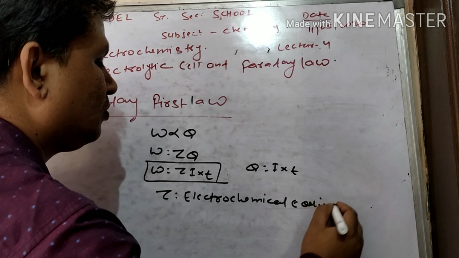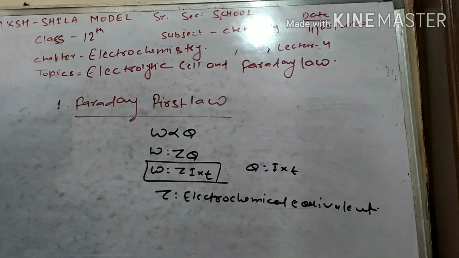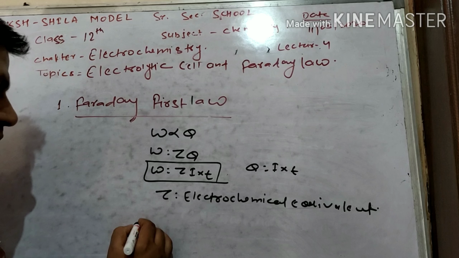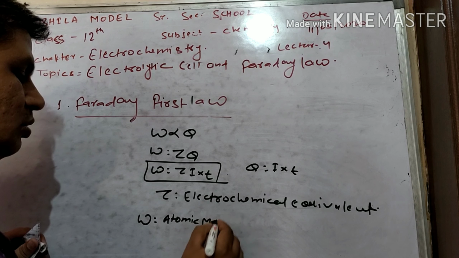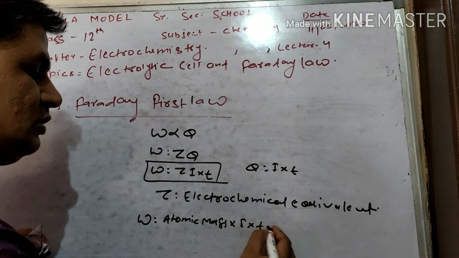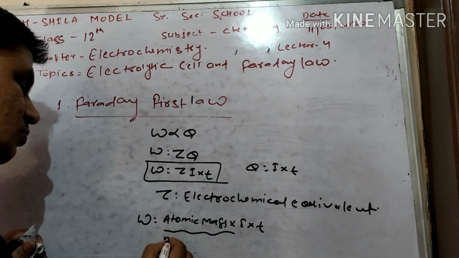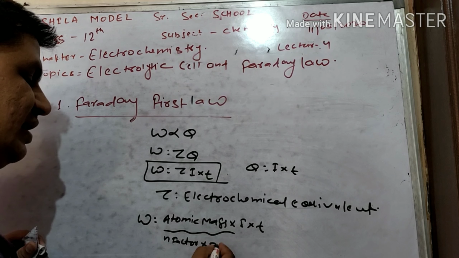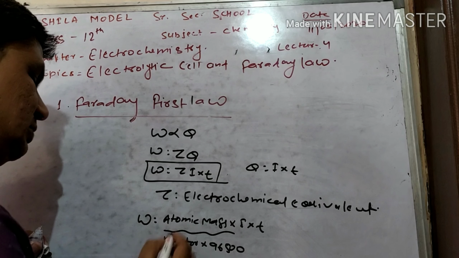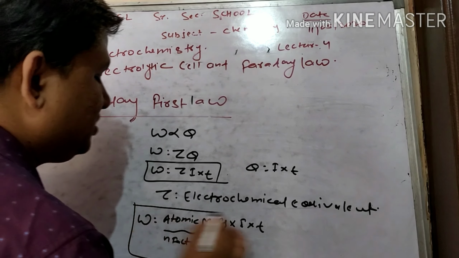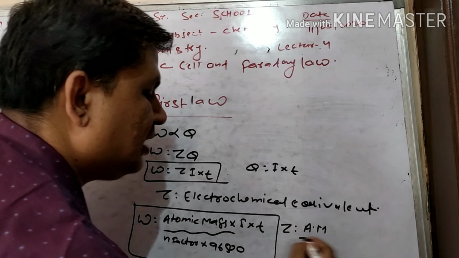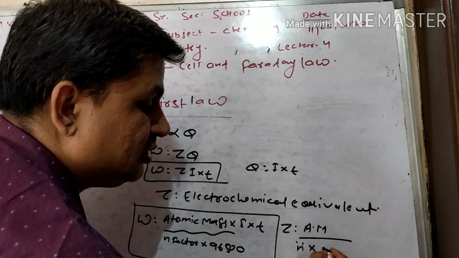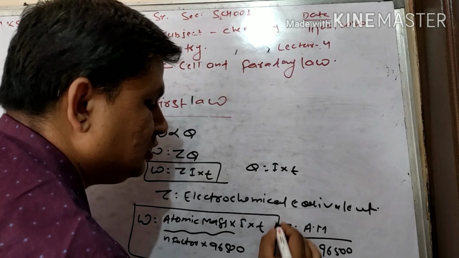electrochemical equivalent, and this Z can also be expressed in the expression like atomic mass into I into T upon n factor into 96500. तो ये एक फाइनल एक्सप्रेशन हुआ फॉर न्यूमेरिकल के लिए, और यहाँ पे जो Z की वैल्यू हो गई वो क्या होगी, A मतलब एटॉमिक मास अपॉन n फैक्टर इंटू 96500, ये Z के इक्वल होता है.